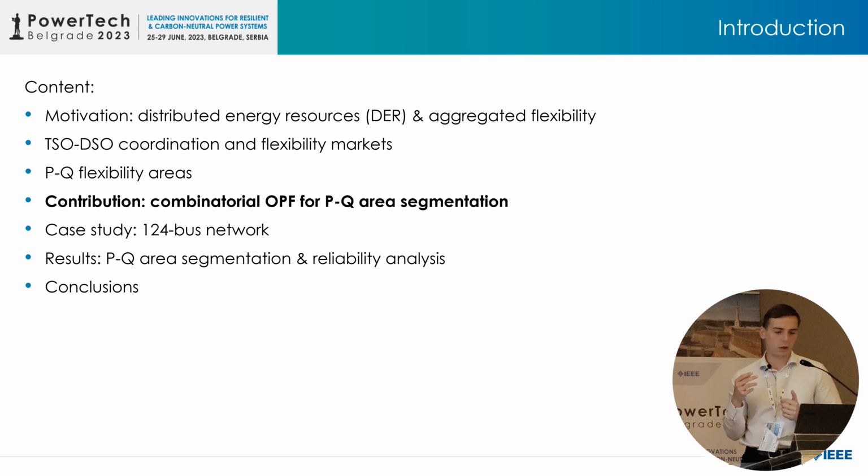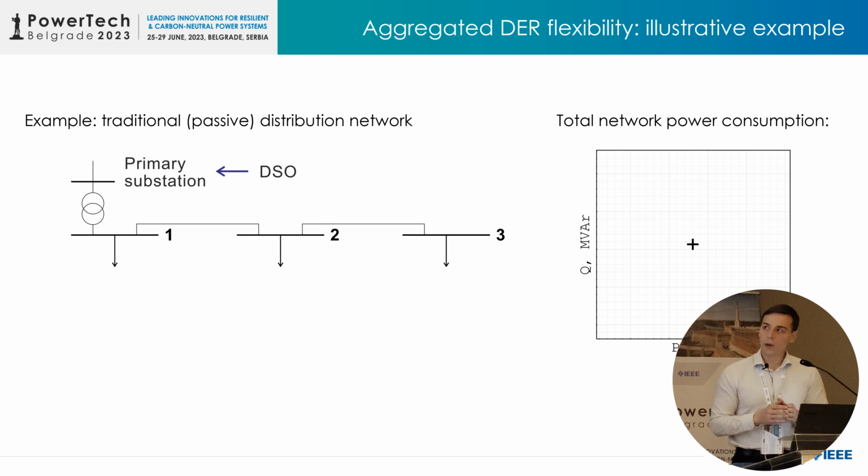Here you can see the outline of my presentation. I will discuss the benefits of distributed energy resources, DERs, and aggregated flexibility. I will introduce the concepts of PQ flexibility areas, and then we will discuss the main contribution of this work. It's the combinatorial OPF model for PQ area segmentation, and we will see how it can be applied within distribution networks.